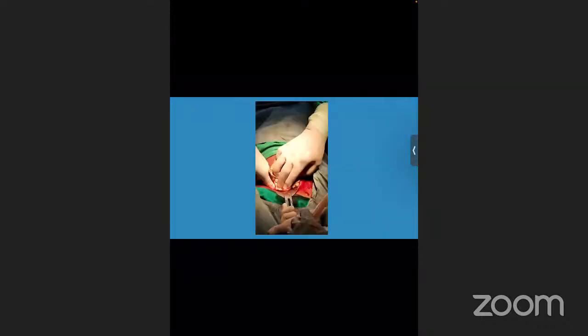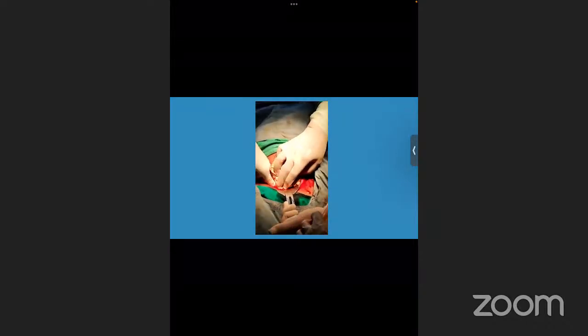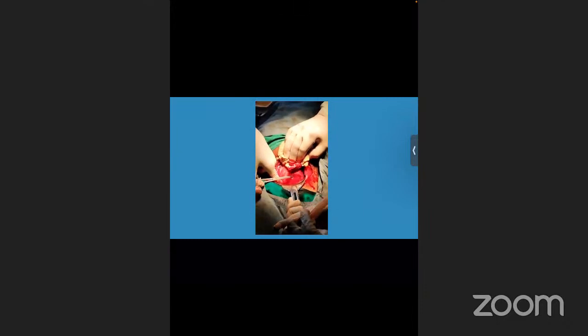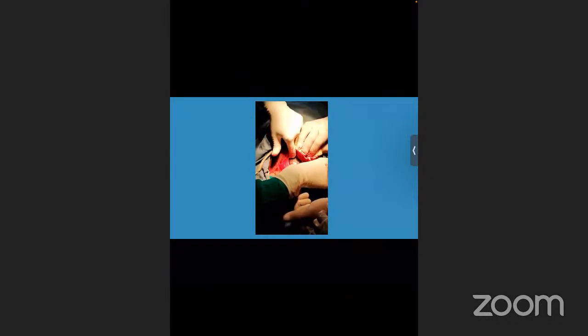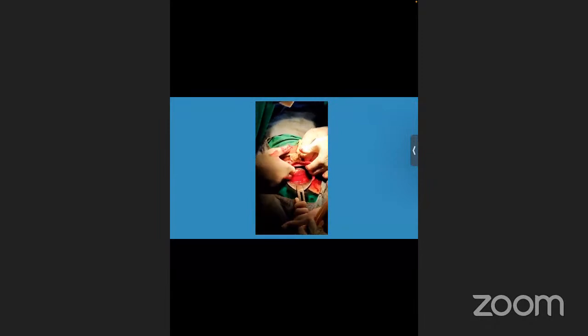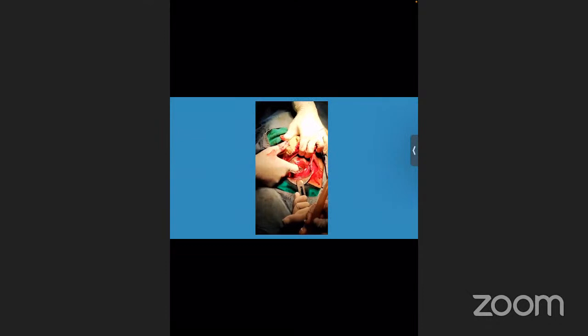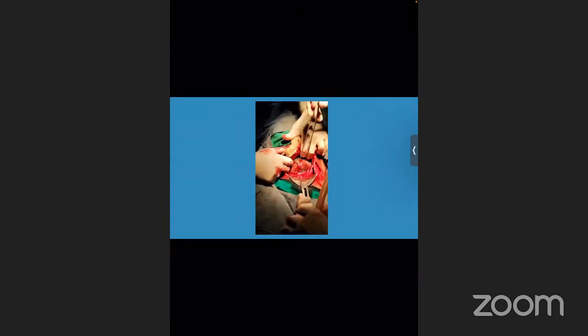Here, this is the case of vasa previa. So while opening, see, very smoothly, I'm trying to open the uterus, hysterotomy. I'm doing it very gently because this is the case of vasa previa. In the fear of tearing that major vessel, I'm trying to separate the lower segment flap, the flap of upper and lower.